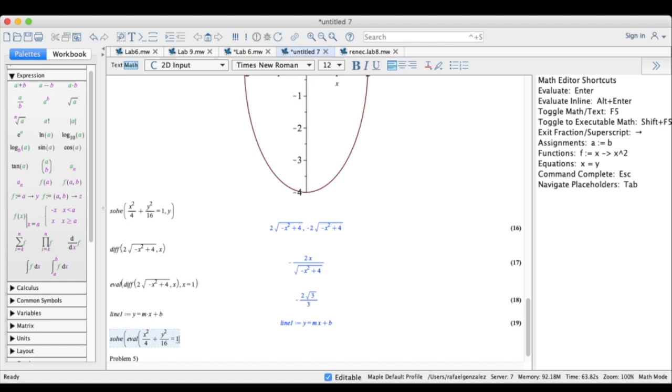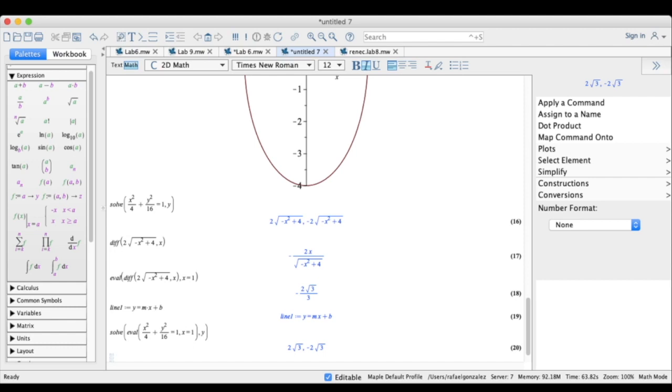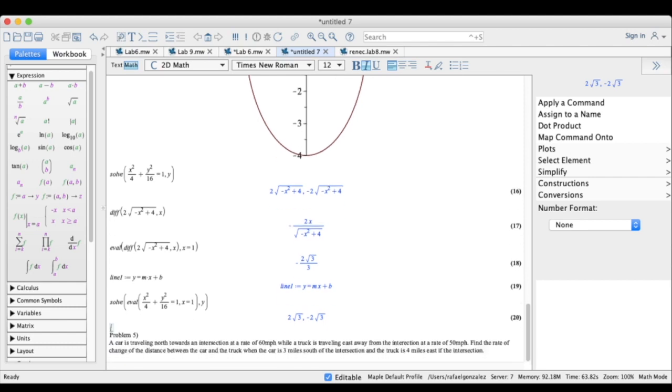So we're going to evaluate this when x equals 1, and then we're solving this whole thing for y. So what I'm doing here, I'm plugging in 1 into this, and then I'm going to be solving for the y. So let's see what we get. So I get that y is 2 times the cube root of 3 and minus 2 times the cube root of 3. So now what do we have?